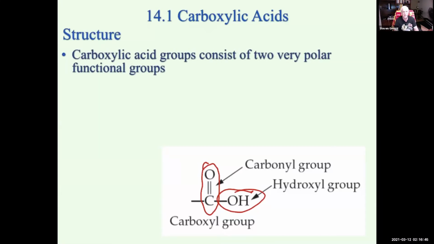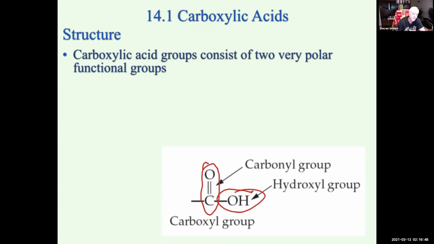Okay, the structure of it: the carboxylic acid group consists of 2 polar functional groups. Remember the carbonyl group: oxygen's more electronegative than carbon, so it's delta plus and delta minus. The OH is delta minus, and the H is delta plus. So now you've got 2 polar functional groups. Remember, alcohols have hydrogen bonding. Carboxylic acids have hydrogen bonding with this hydrogen right here, attached directly to the oxygen. So you have hydrogen bonding and you have a second polar group.